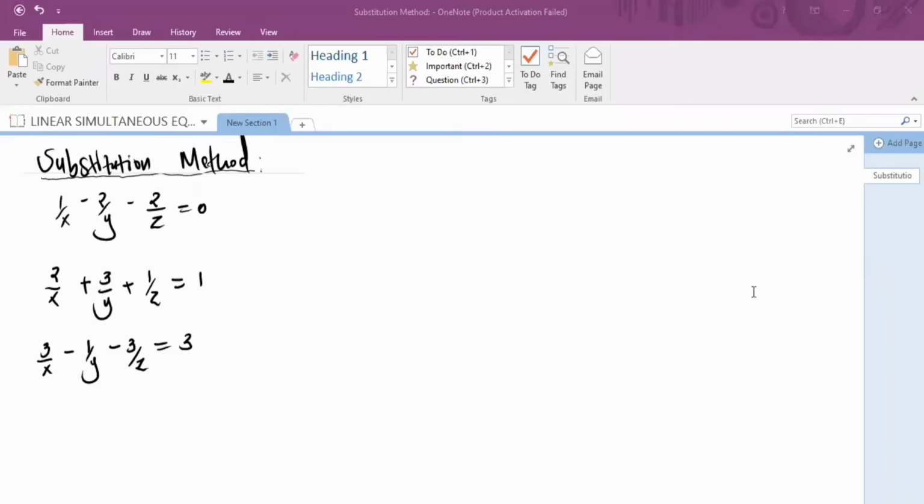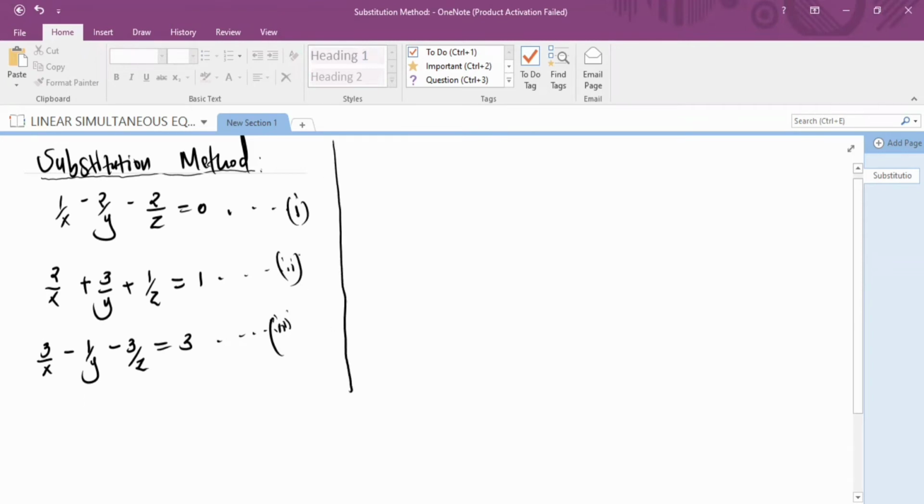Hello guys, so given a linear simultaneous equation in three unknowns, you can solve either by substitution or elimination. So if these are our three equations, equation 1, 2, and 3, then I want us to solve this first by substitution. Now I want to write it in such a way that it is much simpler.